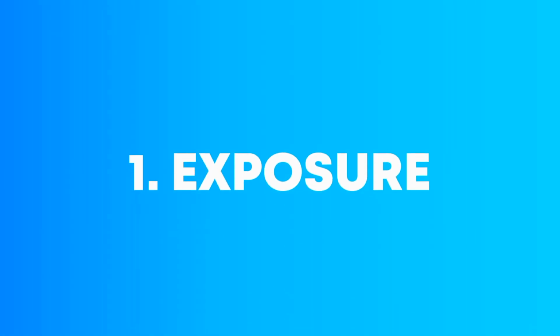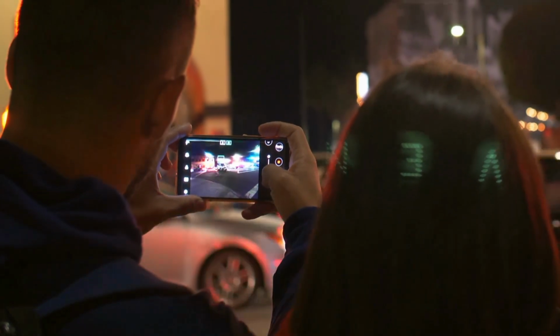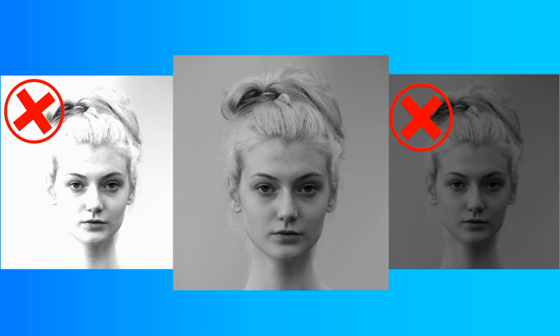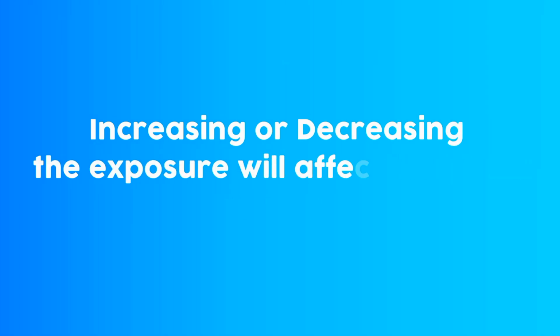So first one, exposure. Exposure is something that we can adjust while we capture photographs on our camera or mobile or whatever. Basically it's the amount of light entering through our camera sensor, and it determines how dark or light our photos will be. So maintaining the right exposure while photographing is an important thing. If you cannot maintain it right, you can also adjust it in post-production. Increasing or decreasing the amount of exposure will affect the photo uniformly.